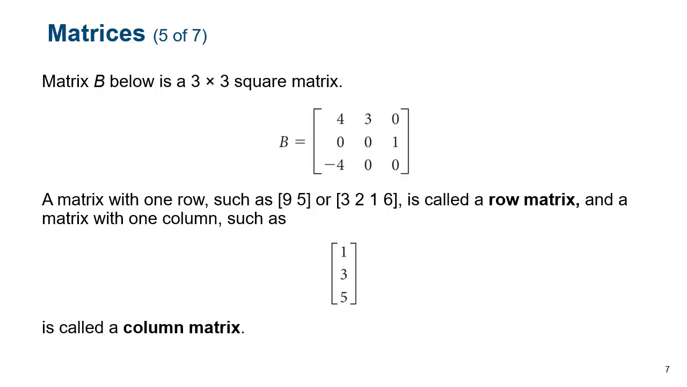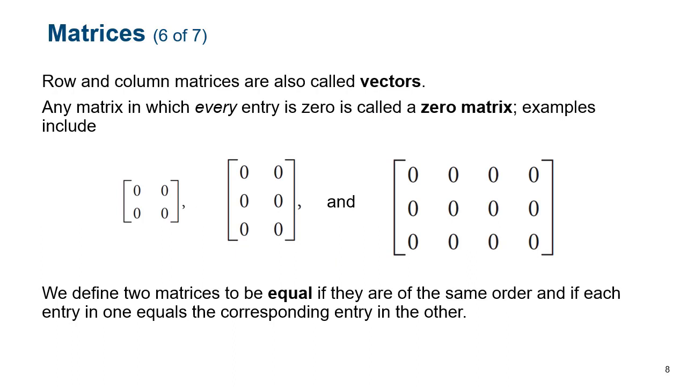Because then it looks like a square, right? 3 by 3. So it's a square. So obviously anything that is n by n, where they're the same, 2 by 2, 3 by 3, 4 by 4, those are all going to be square matrices. A matrix that has only one row, such as this or this, is called a row matrix. And if it has one column, it's called a column matrix. So again, kind of obvious naming there.